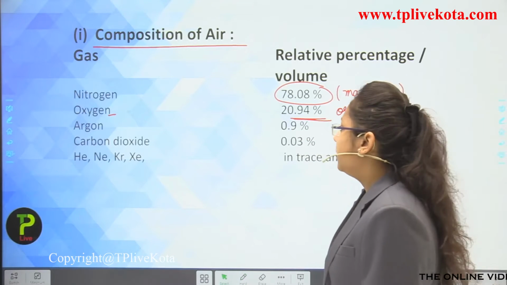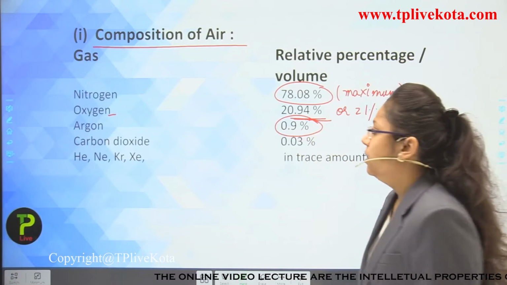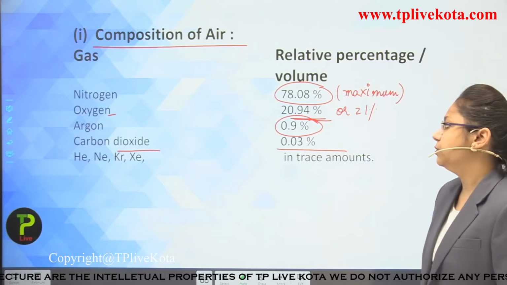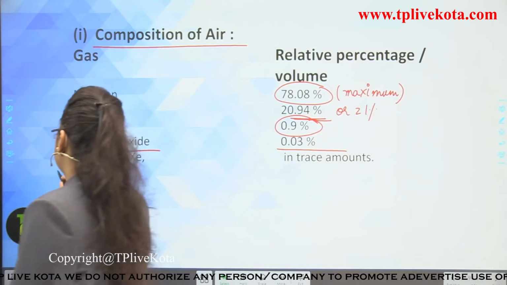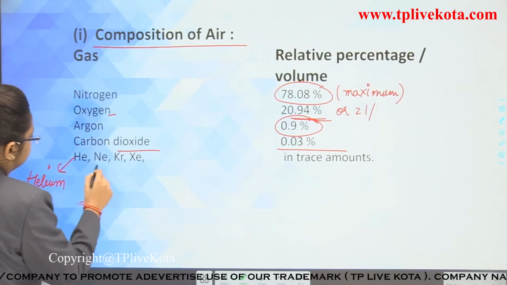Now next, argon, which is present at only 0.9%, so it is counted in the other gases. Okay, next, carbon dioxide, which is only 0.03%, and helium, neon, krypton and xenon. So you can write the names of the inert gases here. These are all inert gases, students.